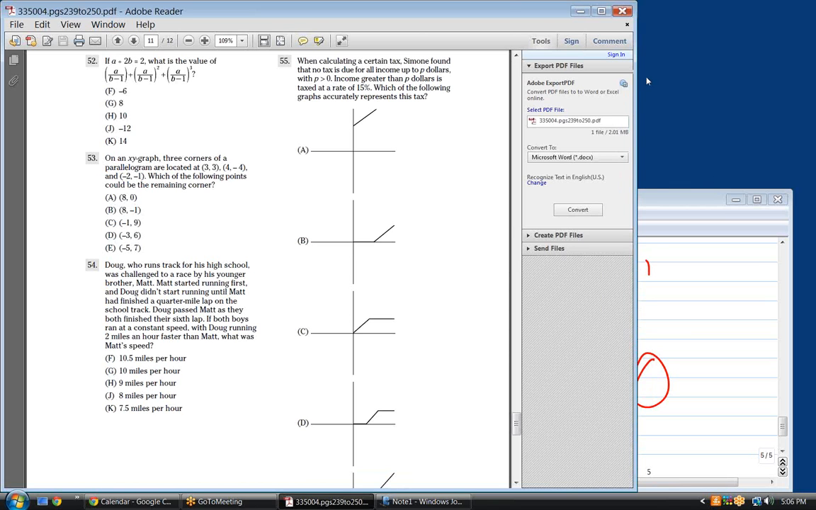All right, let's see. Can you read 55? Yeah, let me get it. When calculating a certain tax, Simon found that no tax is due for all income up to P dollars, with P greater than 0. Income greater than P dollars is taxed at a rate of 15%. Which of the following graphs accurately represents this tax? So the vertical axis is the amount of tax you have to pay. The horizontal axis is the amount of income you have.